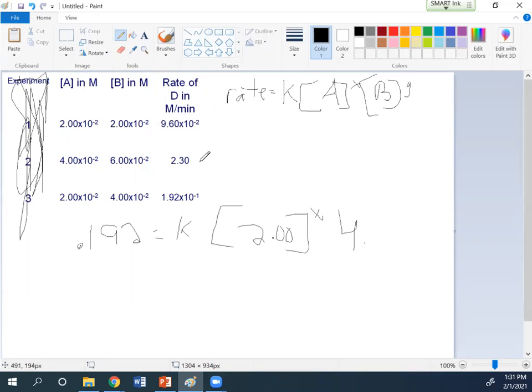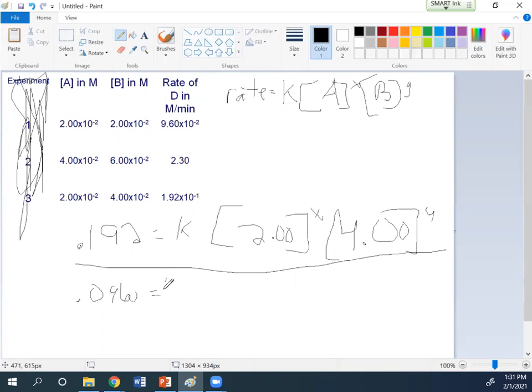It's important on this side because they're not all the same, but because they're all the same there, it doesn't really matter. So 4.00 to the y power, and we're going to divide this by experiment number 1, so we can cancel. This would be 0.0960 equals k. I took it out of scientific notation; negative 2 meant I moved it over 2 spots. I don't really prefer scientific notation.